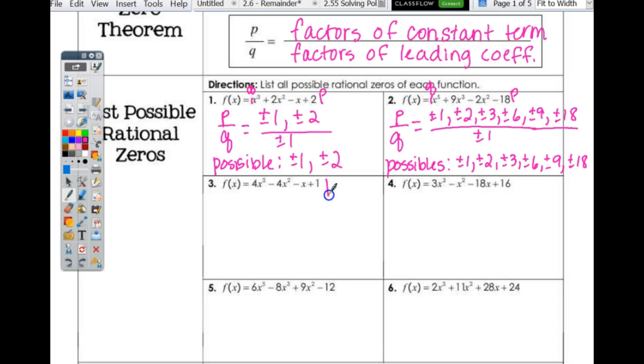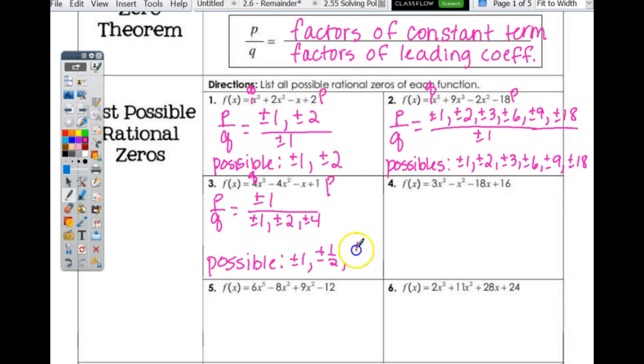So if I do number 3, this is my P, and here's my Q. And again, it's P over Q. So the factors of 1 are just 1, and the factors of 4 are plus or minus 1, 2, and 4. So for possible solutions, or zeros, I get 1 divided by 1 is 1, and then I get 1 divided by 2, and then 1 divided by 4.